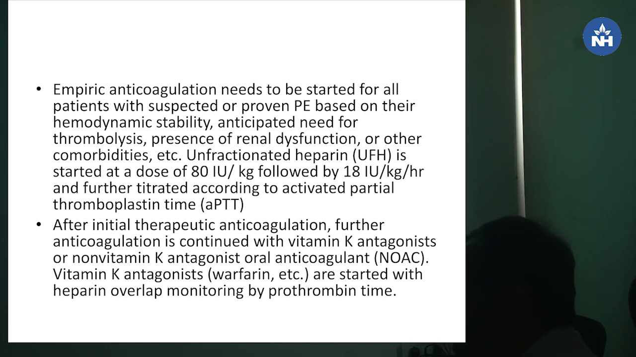Empiric anticoagulation needs to be started for all patients with suspected or proven pulmonary embolism based on their hemodynamic stability, anticipated need for thrombolysis, and presence of renal dysfunction or other comorbidity. Unfractionated heparin is started at the dose of 80 units per kg, followed by infusion of 18 units per kg per hour, and further titrated according to activated partial thromboplastin time. After initial therapeutic anticoagulation, further anticoagulation is continued with a vitamin K antagonist or non-vitamin K antagonist oral anticoagulants.